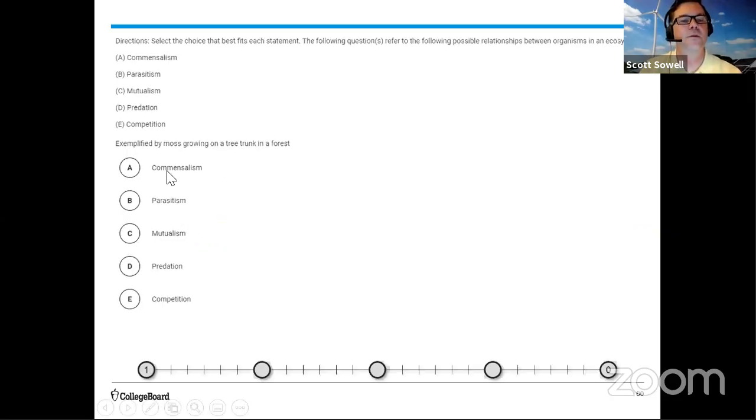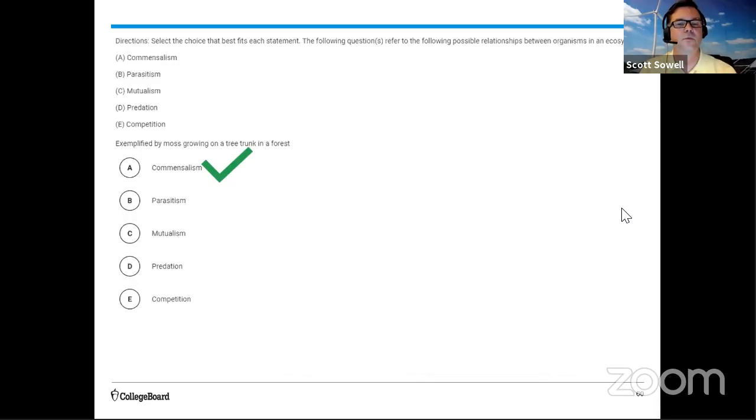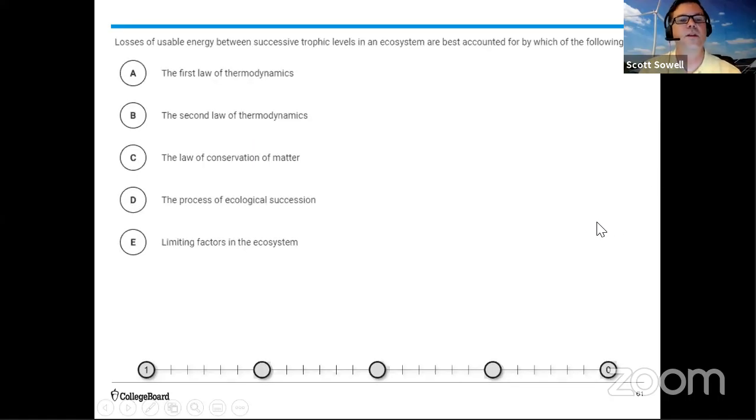Let's go to another example. Moss growing on a tree trunk in a forest. All right, so this would be commensalism. One is benefiting and the other one is, no big whoop. All right, let's go to this one.